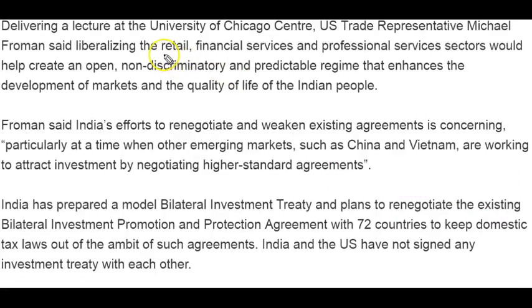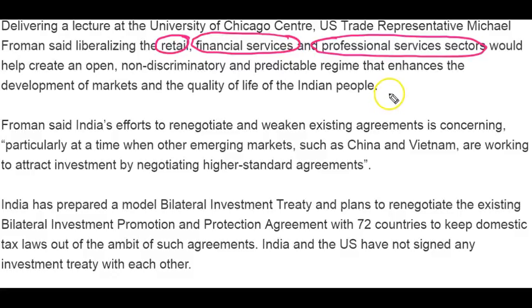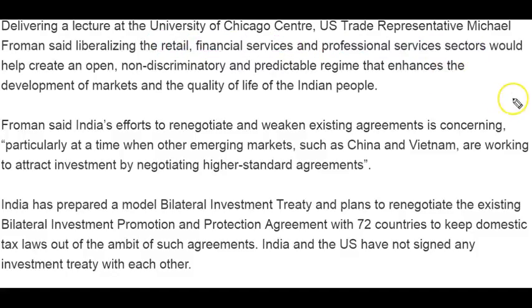US also asked India to liberalize the retail, financial services and professional services sectors. So remember, US asked about local sourcing norms and also asked about liberalizing the retail, financial services and professional services sectors.